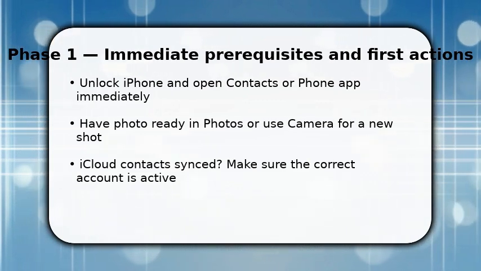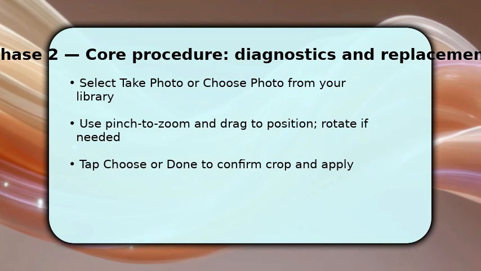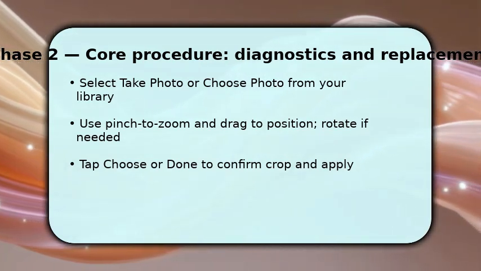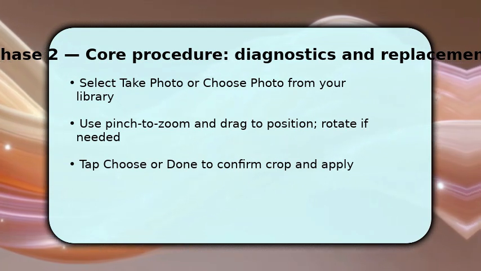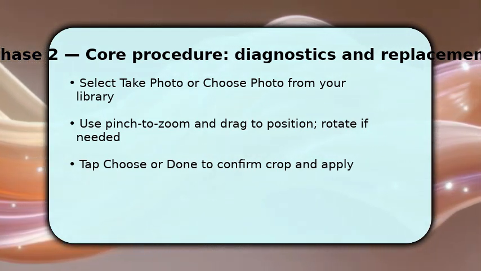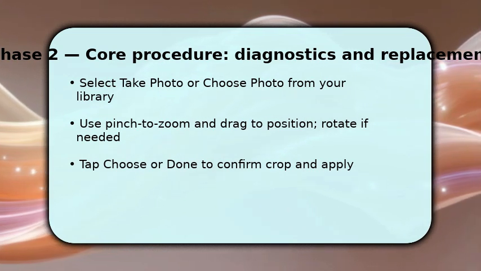You now pick or take the photo. Selecting Choose Photo opens your library, while Take Photo uses the camera. Once the image appears, use pinch to zoom and drag gestures to fill the circular frame precisely, because good positioning ensures the face is visible in calls and messages.